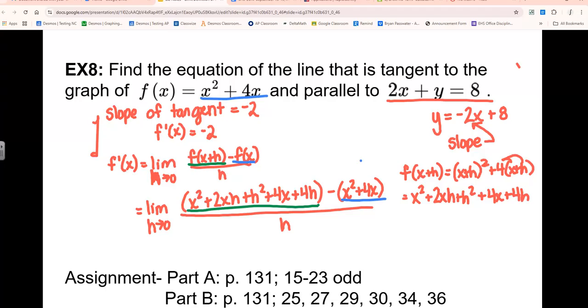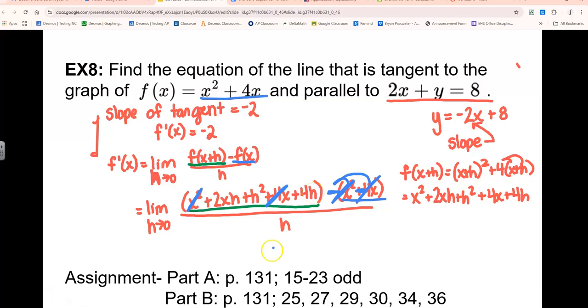I'm running out of room, so I'm going to distribute this negative right here. That's going to make this negative, and it'll also make my 4x negative. So my x squared cancels with my negative x squared, and my 4x cancels with my negative 4x. That leaves me with 2xh plus h squared plus 4h all over h. This is good because everything I'm left with has an h with it.